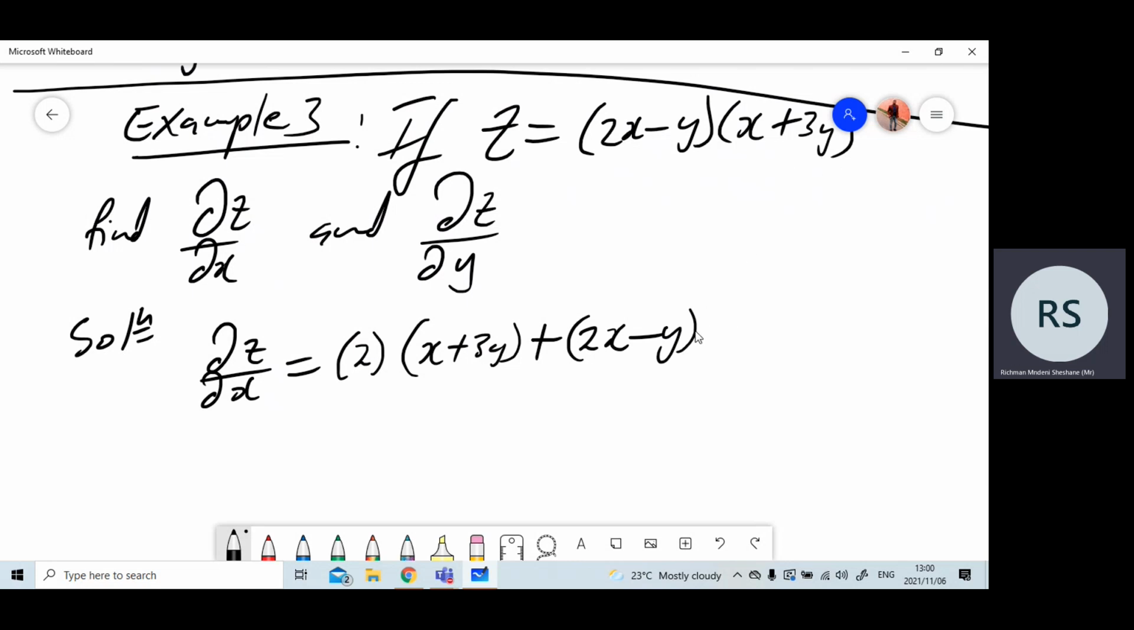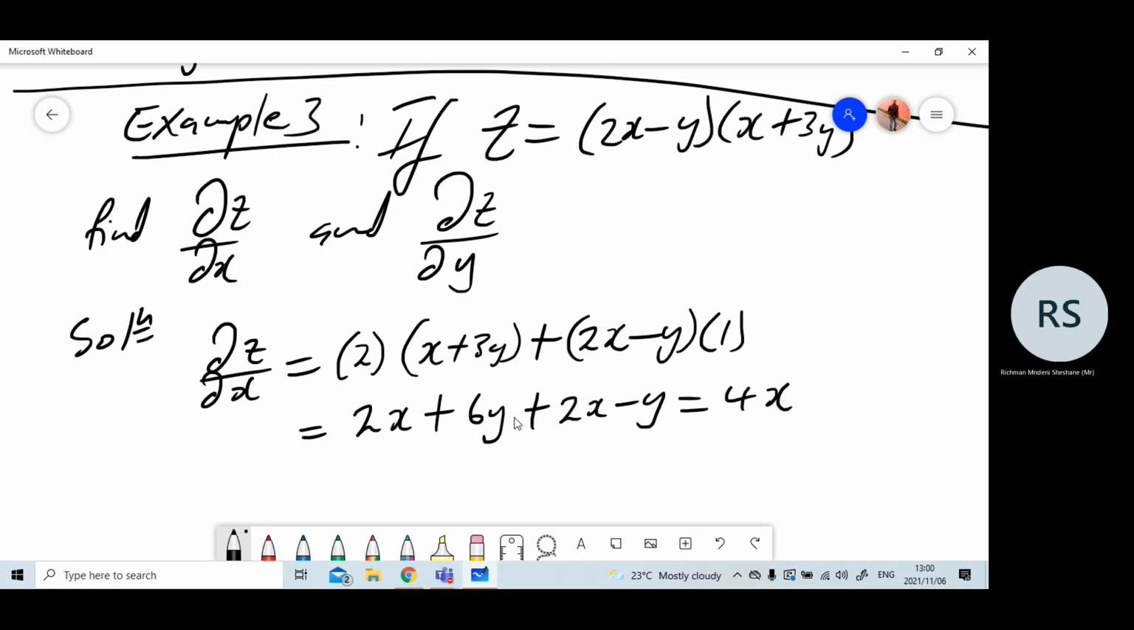When we're deriving a partial derivative with respect to x, we concentrate on x. So the derivative of this is going to be 1, derivative of x. So the next step is just simplification. This is going to be 2x when we multiply x inside, plus 6y plus 2x minus y. So this will be 2x plus 2x is 4x, and 6y minus y is 5y. Okay, so this is the first derivative with respect to x.